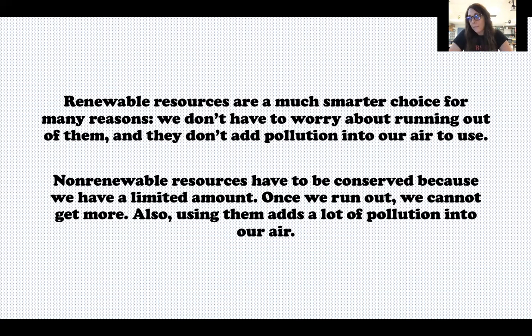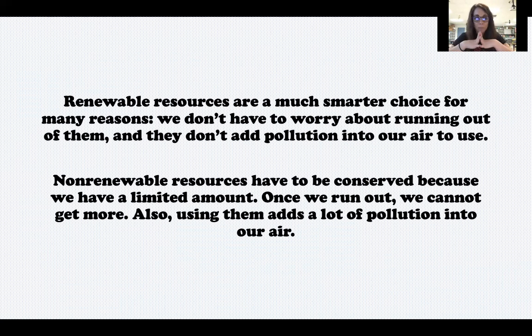We use coal for many things. When we burn coal, it generates electricity, and that's what heats and allows lights to be on in our homes and schools and buildings, okay? So even though we rely on it, it is not the smartest choice. Same with oil and natural gas.